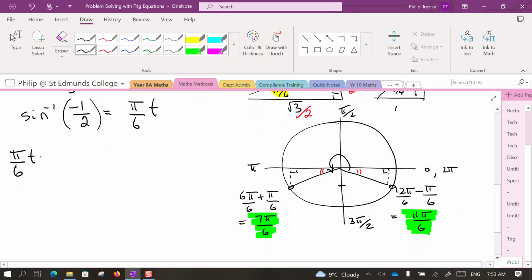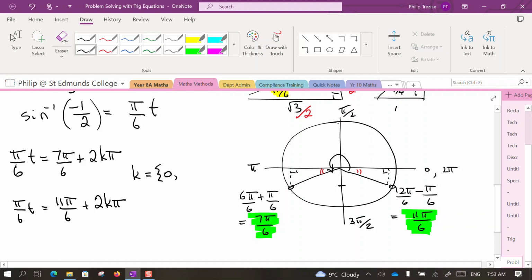Pi over 6 times t could equal 7 pi over 6. And to make this a general solution, I will include multiples of 2 pi as possibilities if we went further around. Alternately, we could have pi over 6 times t equal 11 pi over 6 plus 2k pi. And I should note here that k is going to take the values 0, which is the ones we have there highlighted in green, or 1 if I added an extra rotation.